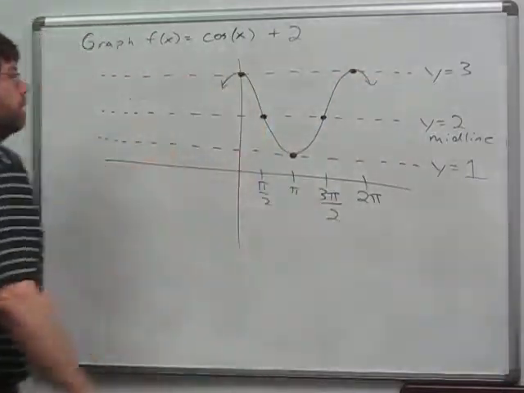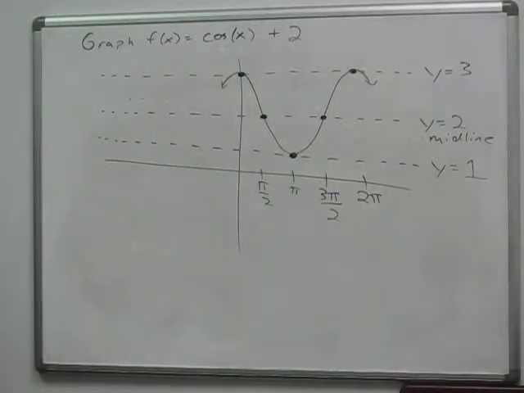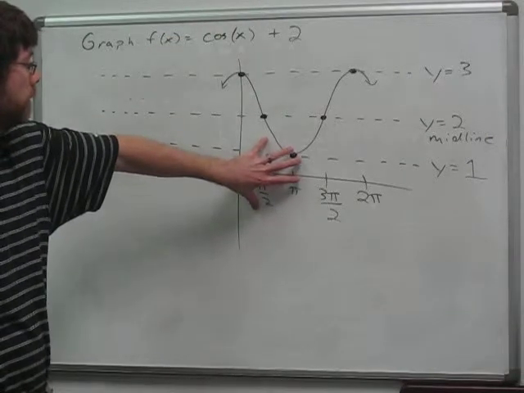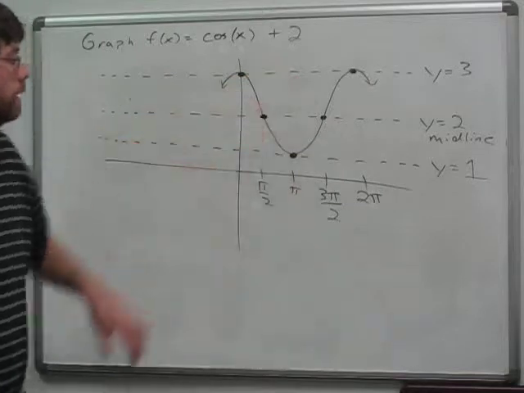line. So there I've taken the cycle for cosine of x, which was sitting down here with a midline at 0, and shifted it up 2 units.